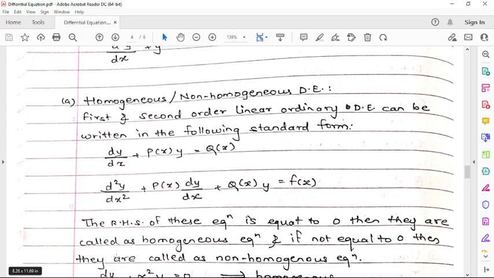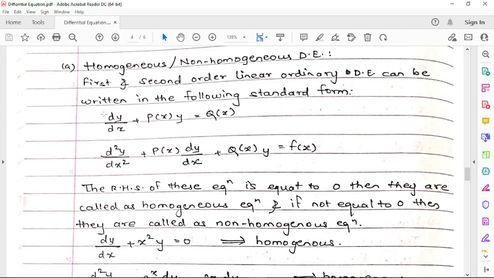First of all, we have to arrange the equation in standard format. What is the standard format? This is the standard format of first and second order. The first equation is for first order and the second equation is for second order. The first order linear ordinary differential equation is written in the following standard format.